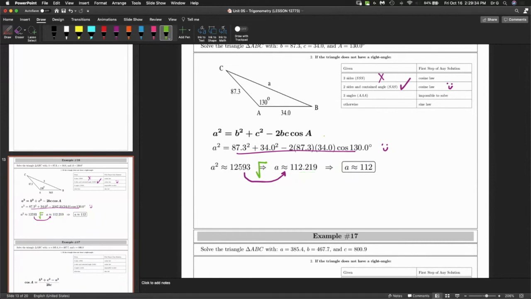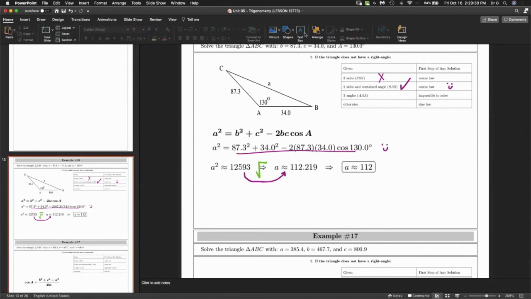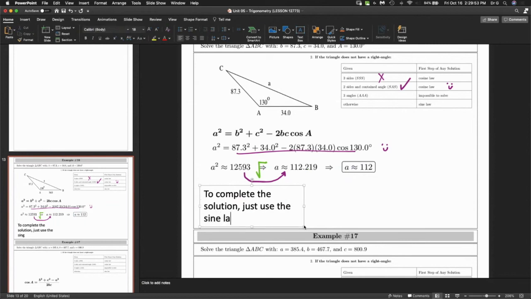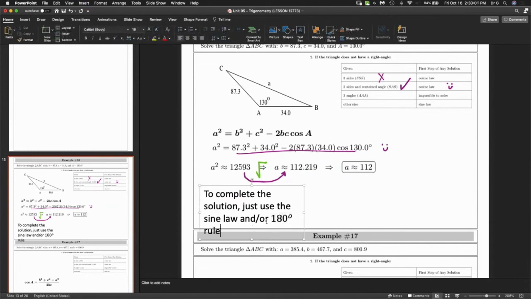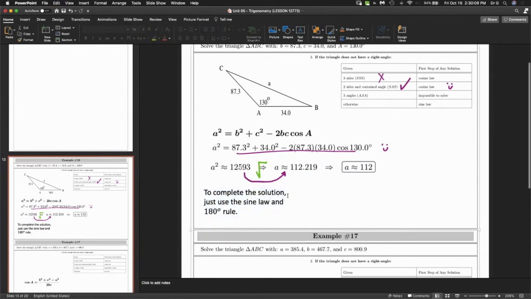See, we're not done the question. We still have to solve the rest of the triangle. So we need a more accurate number to carry over the future steps. So to complete the solution, just use the sine law and the 180-degree rule.